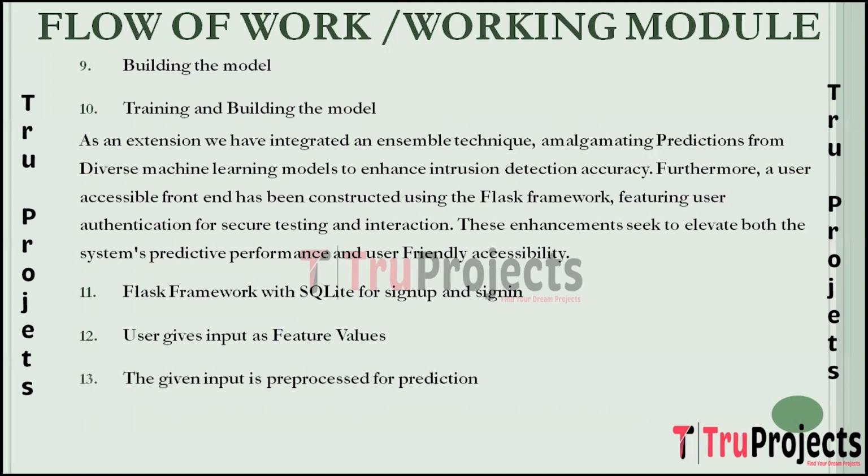The next step is the given input is pre-processed for prediction. The user-provided input undergoes a pre-processing step to ensure that it aligns with the format expected by the trained model for accurate predictions. Trained model is used for prediction. The previously trained machine learning models are applied to the pre-processed user input to generate predictions based on the learned patterns.